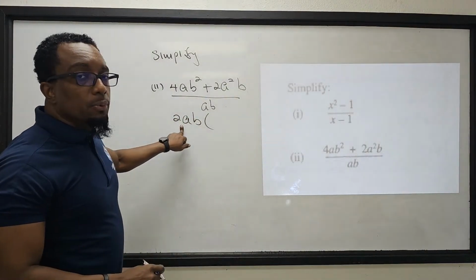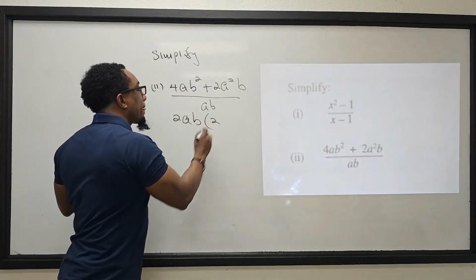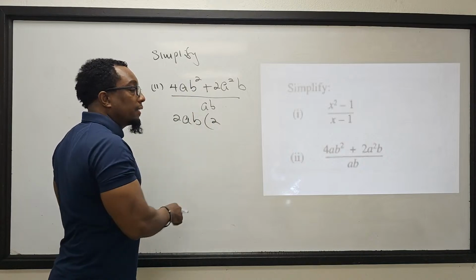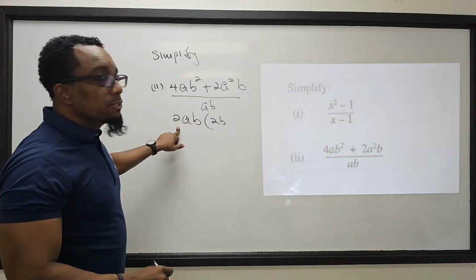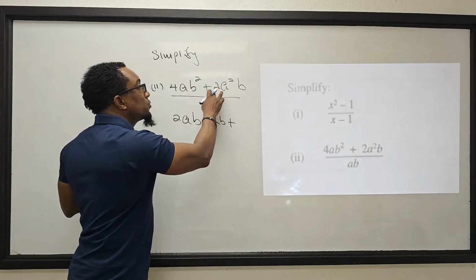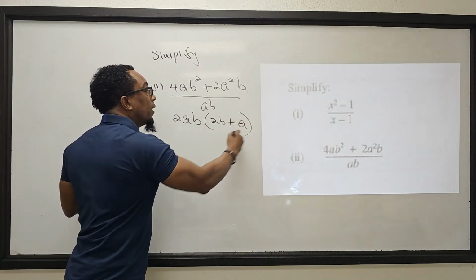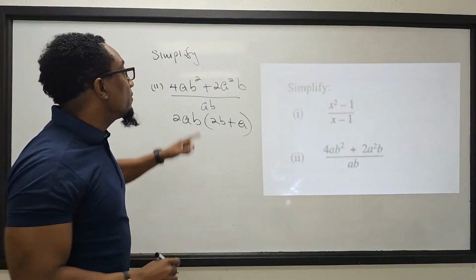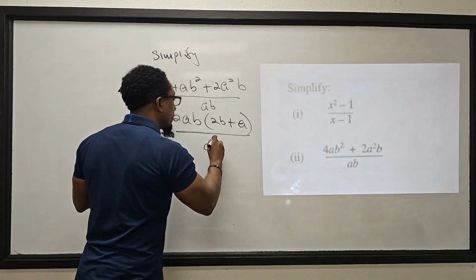And let me divide 2ab into each term. 2 into 4 is 2, a into itself is 1, b into b squared is b. Let me divide 2ab into my second term plus: 2 into 2 is 1, a into a squared is a, b into itself is 1. So that's me factorizing my numerator over ab.